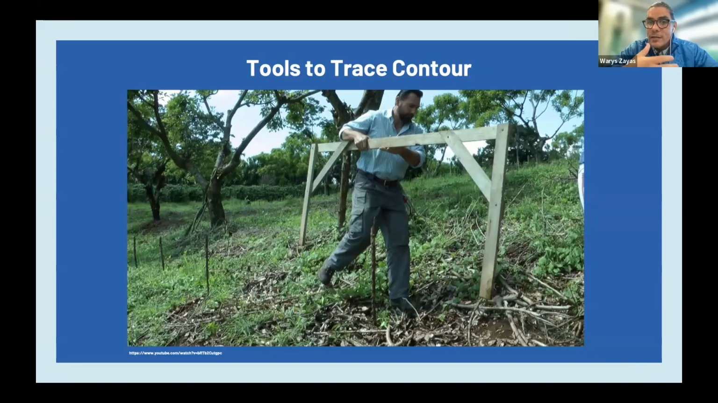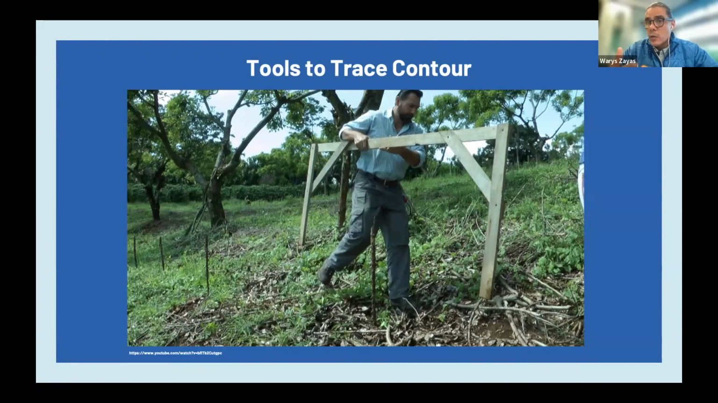because for me it's more effective in the field to use this kind of tool. It depends on your preference, right? But in my case, I'm more efficient working with this tool than the A-frame, right? Both are really useful, okay?